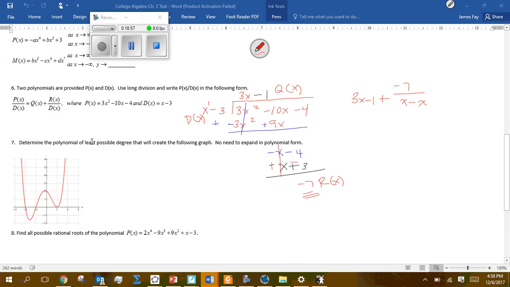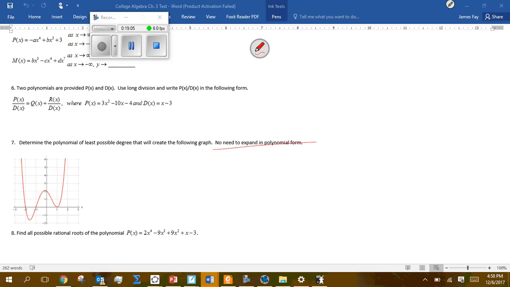This next one says determine the polynomial of least possible degree that will create the following graph. It says no need to expand the polynomial. Make sure we're paying attention to the directions. A lot of people did this, wasted a lot of time.